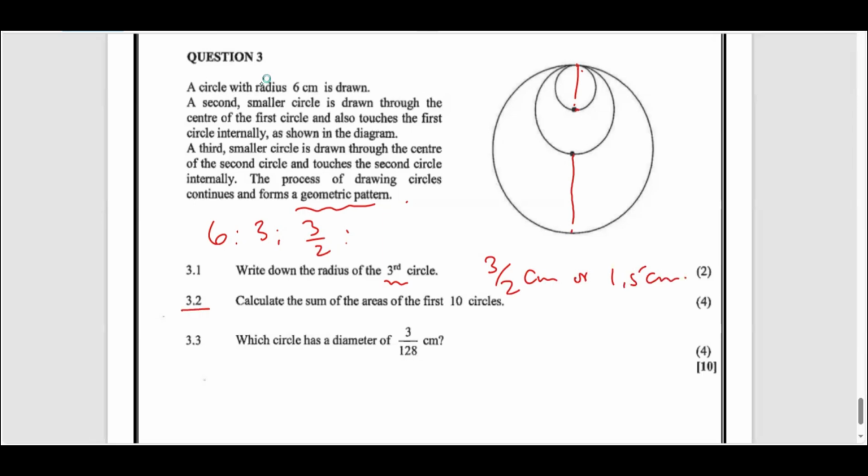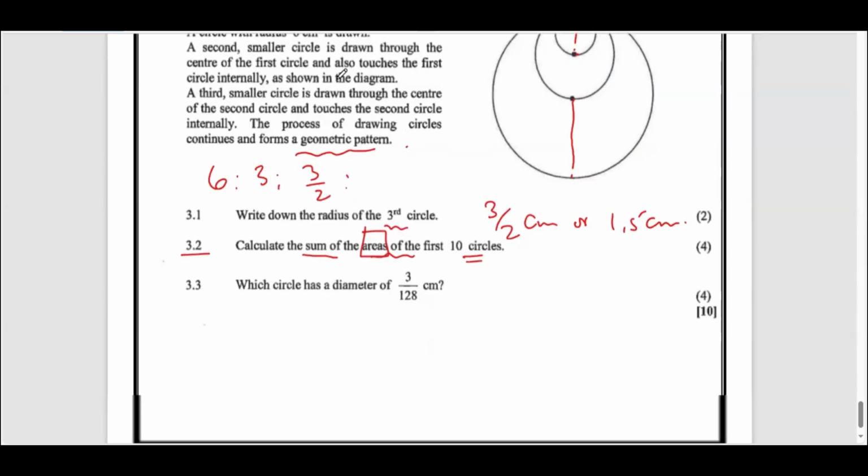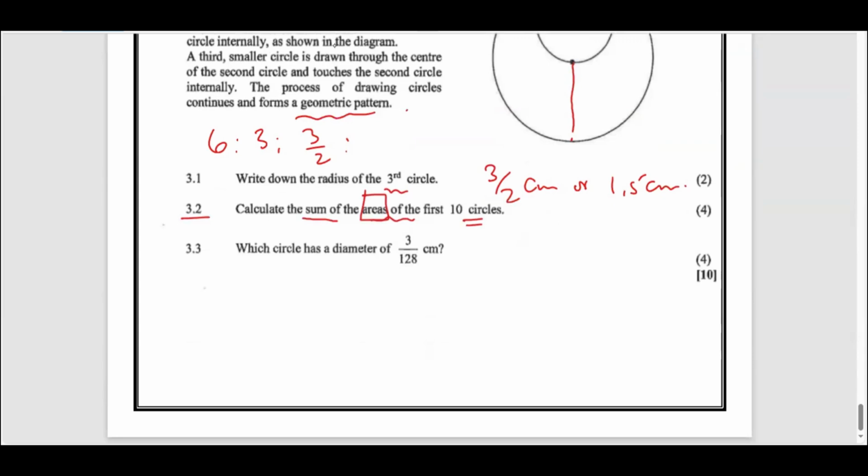Then 3.2, calculate the sum of the areas of the first 10 circles. Now they're not asking for the sum of the radii, okay? They're asking for the areas. Now, how do we write the area of a circle? We know that the area of a circle is given as pi radius squared. Let me try to write down the areas of the 3 circles and see what sort of pattern I'll have.